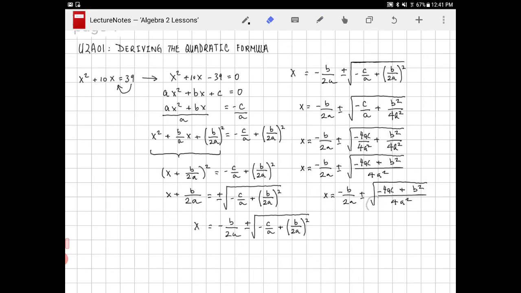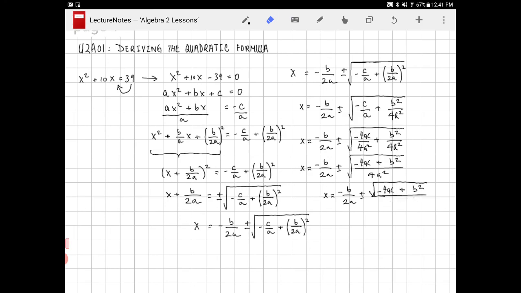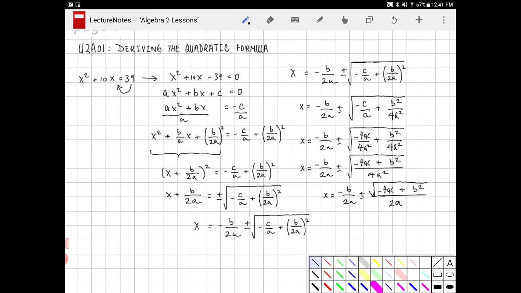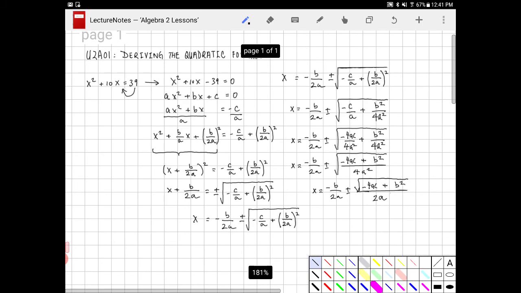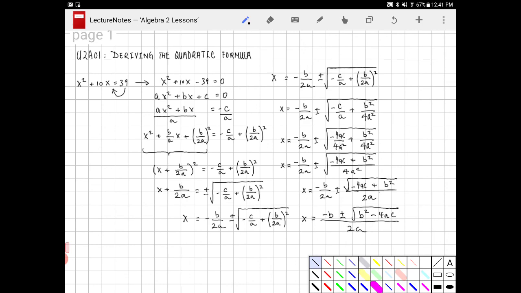The square root of 4a squared is going to be 2a. So the denominator here becomes 2a. Because I am adding and subtracting two things with the same denominator, I can just bring it all together, and the formula is exactly like what we're familiar with. I'm just going to rearrange the square root inside to make it b squared minus 4ac, and then all over 2a. So there you go. This is the quadratic formula.